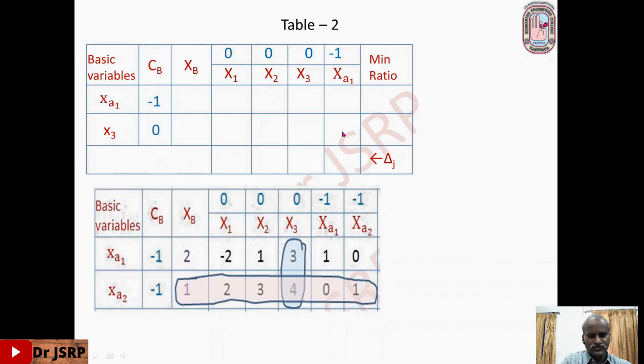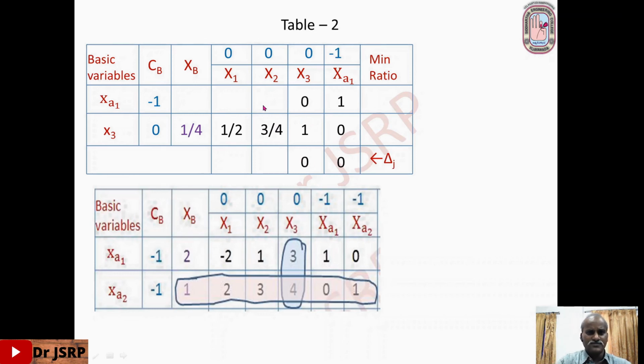Next, to find the new table, what is the process? First step, divide the pivot row by the pivot element. So this is the pivot row. Divide this pivot row by pivot element 4. So 1 by 4, 2 by 4, that is 1 by 2, 3 by 4, 4 by 4, 1, 0 by 4, 0. So leave the XA2 column. Next, second step, fill the columns of basic variables with unit matrix. So XA1 column, first place 1, remaining zeros and delta J 0. X3 column, second place 1, remaining zeros and delta J 0.